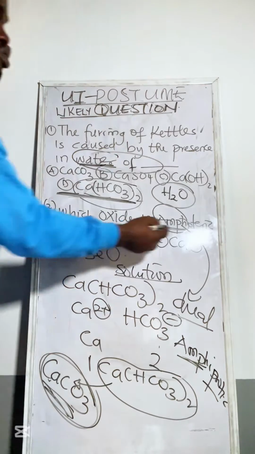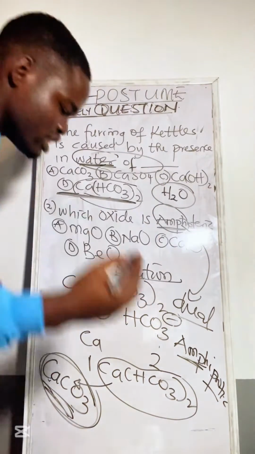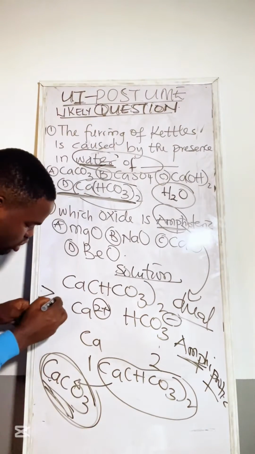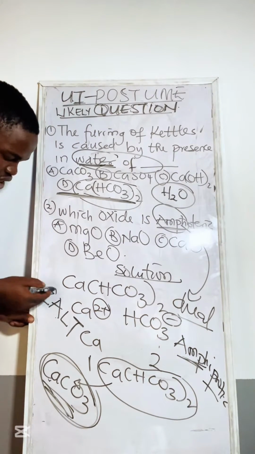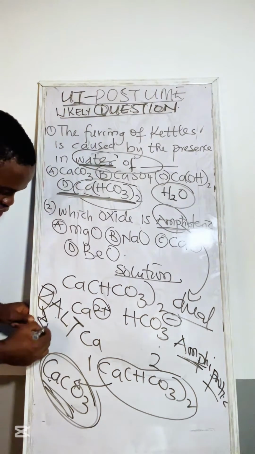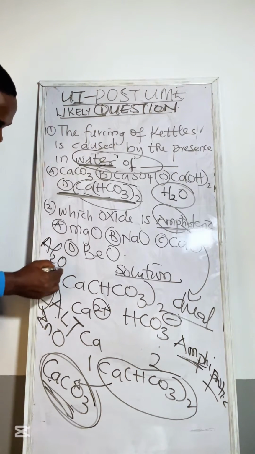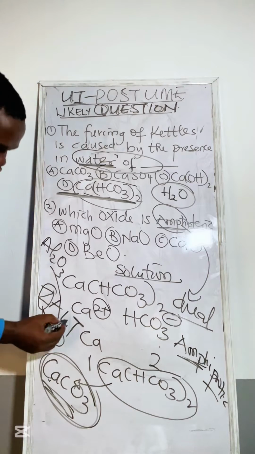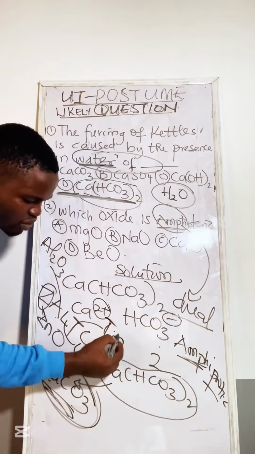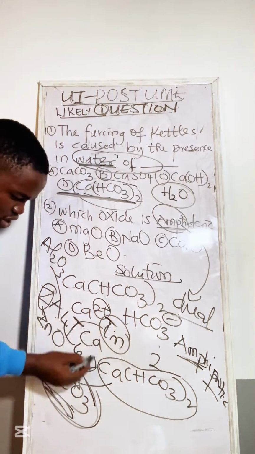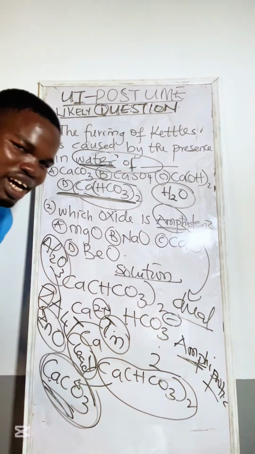So now, how do you know amphoteric oxides? As a matter of fact, they are just four, and there's a mnemonic to remember them: ZALT. Z is for zinc oxide, an amphoteric oxide. A is for aluminum oxide, an amphoteric oxide. L is for lead. Then S is for tin. So anywhere you see tin oxide, lead oxide, aluminum oxide, or zinc oxide, they are amphoteric oxides.